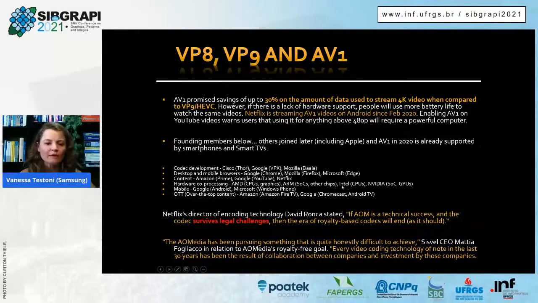So Amazon, Google, Intel, Samsung is also here, Mozilla, Google, Amazon. So it's a big alliance, and they tried to come up with this AV1 as a free, royalty-free option. And some people say, super fine, if they can survive the legal challenges, probably they will change the industry forever. And this royalty-based codec development history of 30 years will be over.